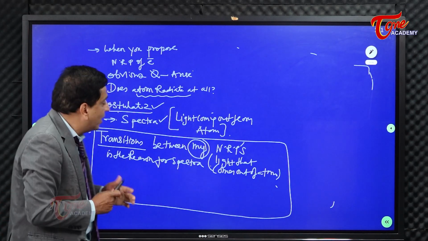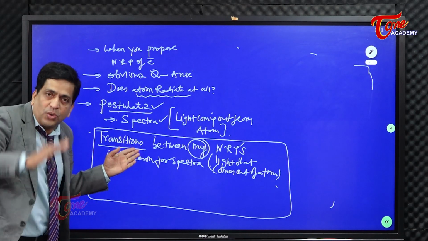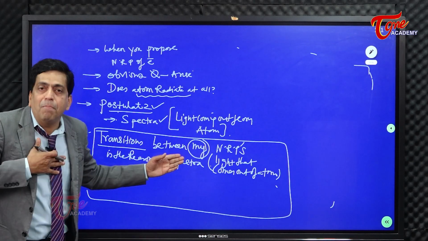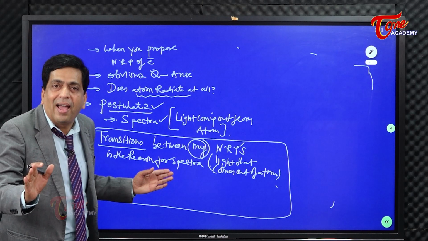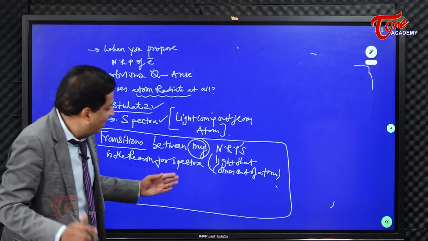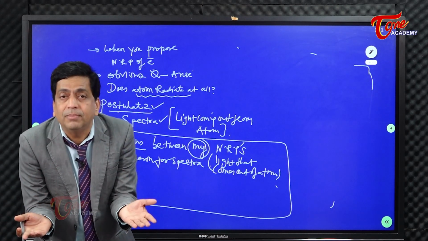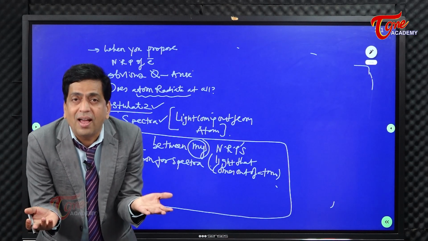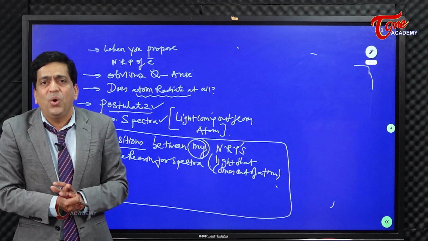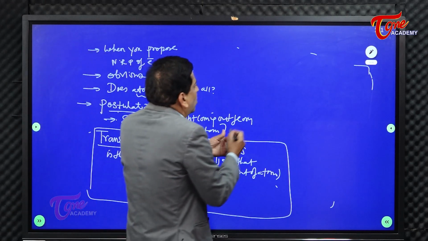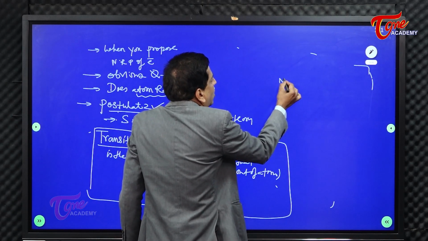And look at what he is saying: transitions between my NRPs is the reason for spectra, that is, for the light that comes out of an atom. That's the reason for spectra, not while the electron is revolving around the nucleus. Well, let us explain this. Look into this diagram here. Here is the nucleus.